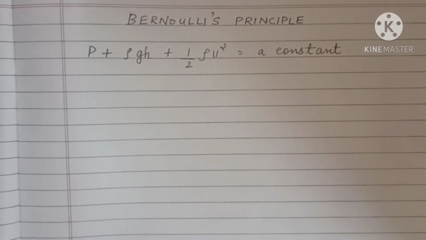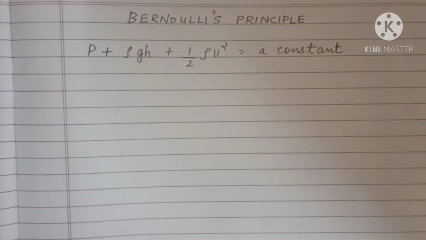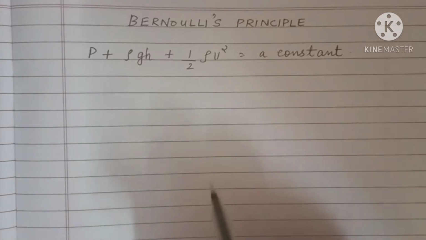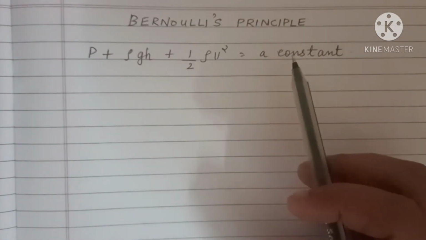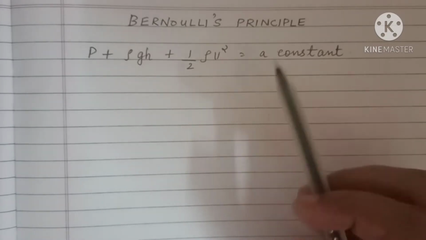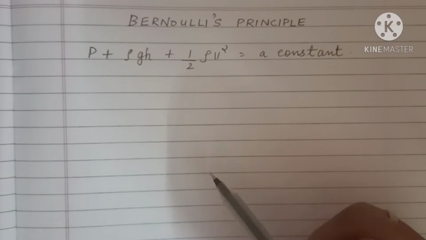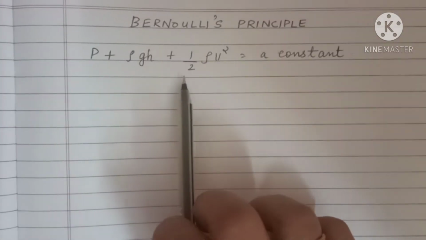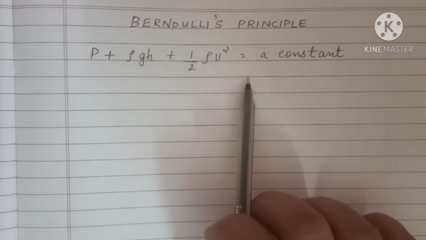In the last section, we discussed Bernoulli's principle and its proof. And we got the equation P plus rho gh plus half rho v squared is a constant. Now, this Bernoulli's principle is a fundamental principle of fluid dynamics based on the law of conservation of energy.